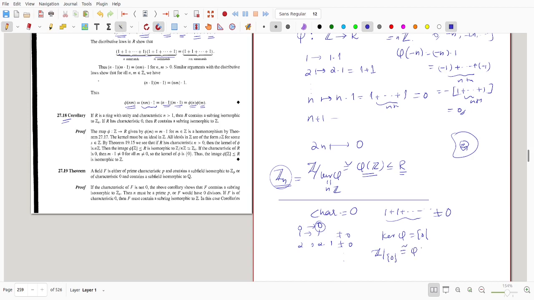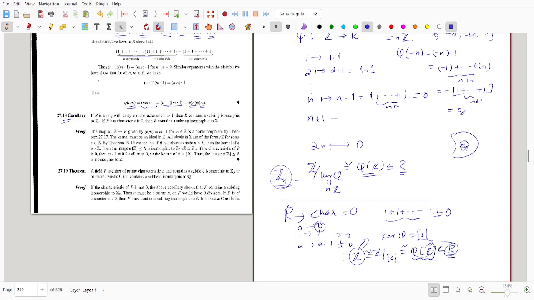This is isomorphic to phi of Z by the fundamental theorem, and that is contained in R. But we know that Z over the singleton set 0 is isomorphic to Z. So we can say that Z is isomorphic to this subring, which is contained in R. So if we start with a ring with characteristic 0, then R contains a subring phi of Z, which in fact is isomorphic to Z.